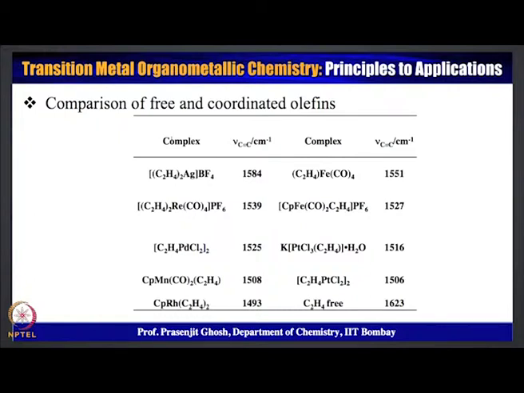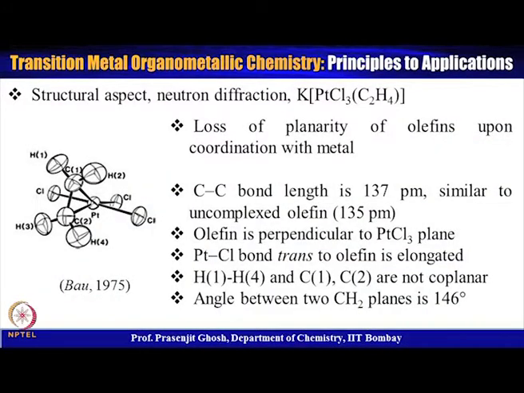So, in all cases it seems that both forward donation and backward donation significantly weaken the intraligand CC double bond, resulting in the CC frequency appearing at lower energy. Now, these complexes have been characterized structurally not only by X-ray diffraction, but also using neutron diffraction, and hence more accurate data exists. So, to begin with, we are going to take up some examples of this.